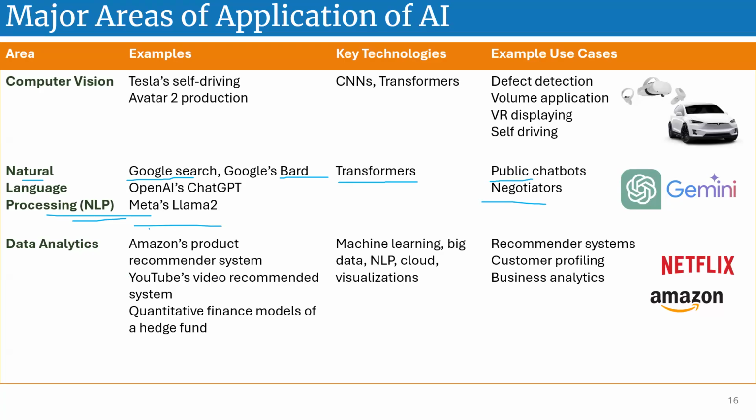And then data analytics. In data analytics, you can see Amazon's product recommendation system, YouTube's video recommendation system, quantitative finance models for the improvement of hedge funds or something. These are all data analytics work. So machine learning, big data, NLP, cloud visualization. These are the techniques that are important in that context. And then recommender systems, customer profiling, and business analytics. All these things are example use cases.